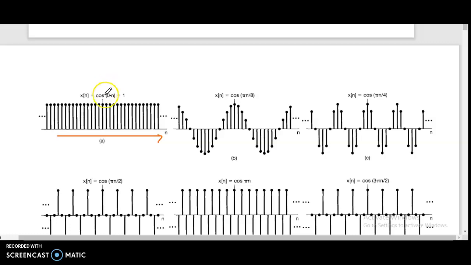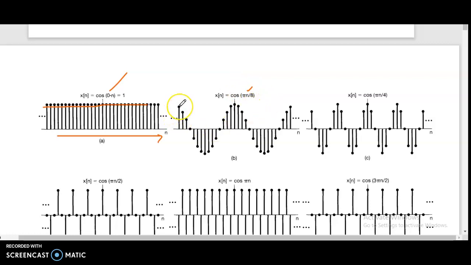Cos of 0n, that is equal to 1. So here all are 1, x of n equal to 1. Cos 0 equal to 1, so all are at height 1. So here x of n equal to cos of pi n divided by 8. x of n equal to cos pi n divided by 8.